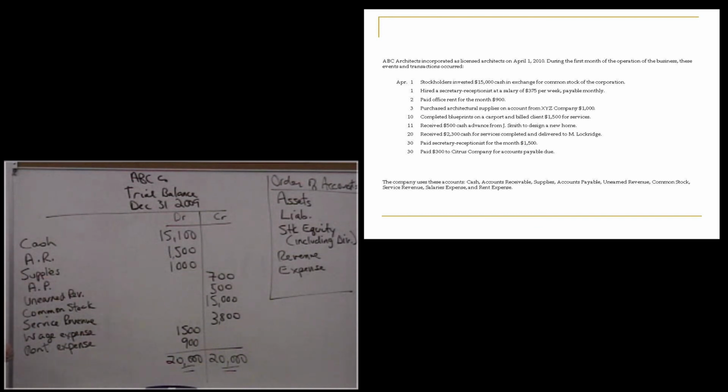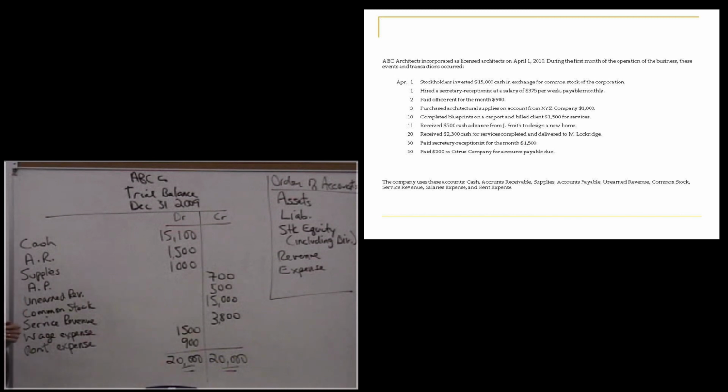From the trial balance, I will then prepare my financial statements. I'm going to let you do that on your own, but let's just talk about it verbally. I'm not going to do it on the board, but you can do this. From the trial balance, first we prepare the income statement. That will be my service revenue of $3,800 minus wage expense minus rent expense, and that looks like revenue of $3,800 minus expenses of $2,400 gives me net income of $1,400. So there's my income statement.